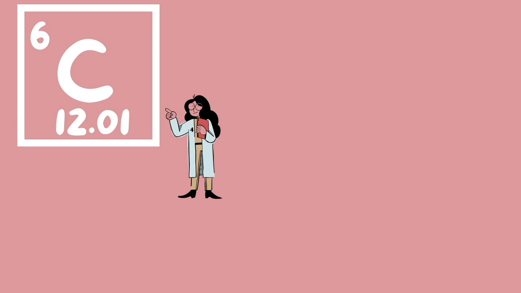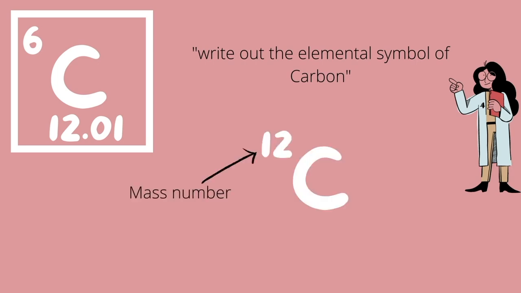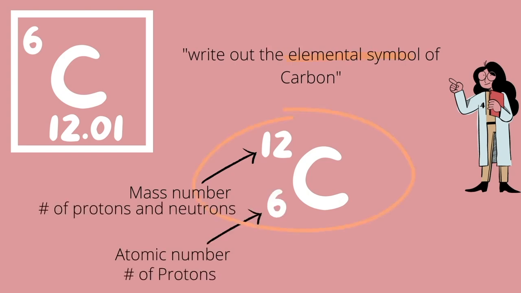But more than likely, on an exam, you will be asked to write or show the elemental symbol. This is how we do that. Using carbon again as an example, we write the elemental symbol first. On the top left, we write the mass number. And on the bottom left, we write the atomic number. So you can see here, things are kind of flipped. And there you have it. This is the correct way to write out the element carbon.